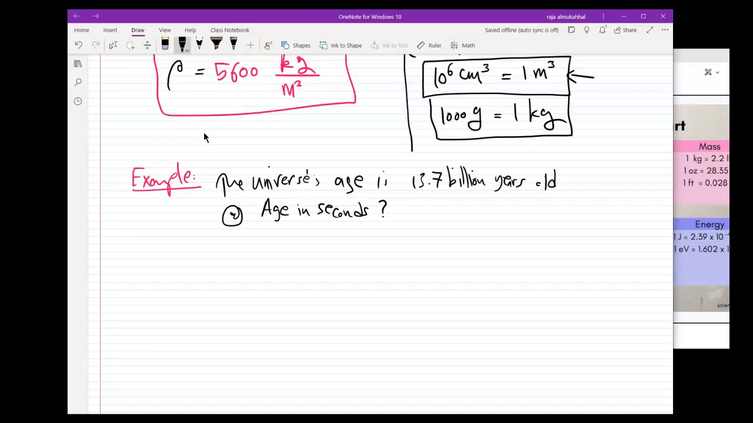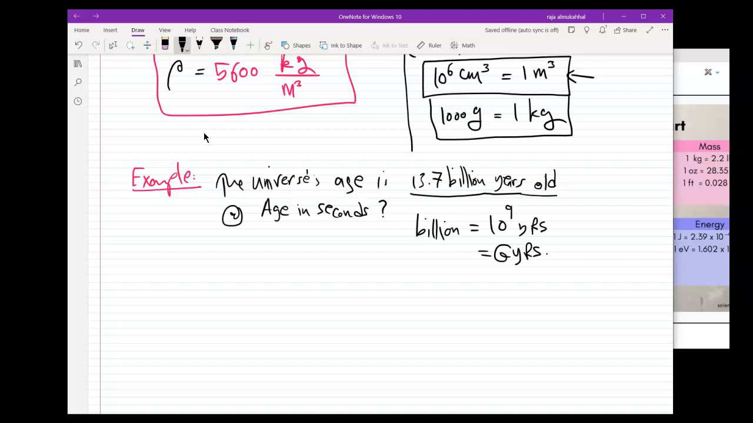So how do we do it? Well, we know that the age of the universe is 13.7 billion years. Now, when we say the word billion, that means it is 10 to the power of 9 years. A billion years, which in computer language is something like a giga. So we can say a giga year, so 10 to the 9.